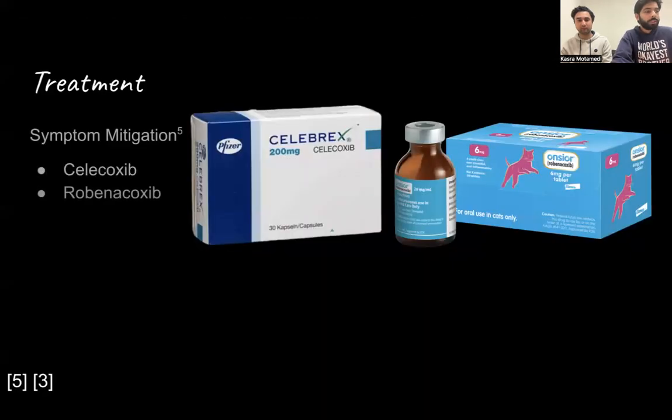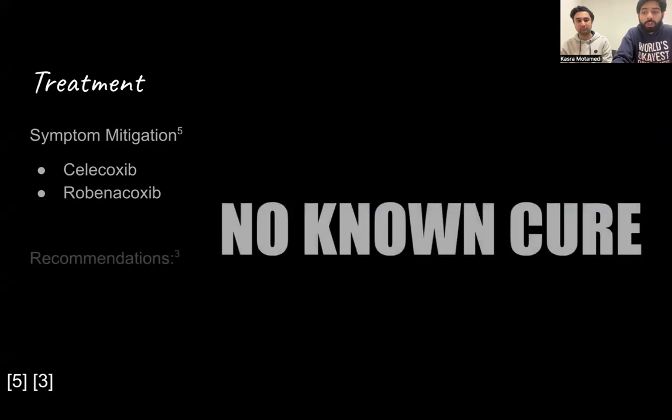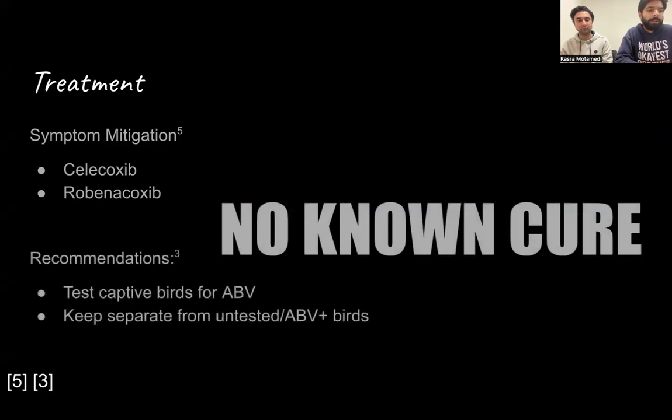Moving on, some treatments. Unfortunately, research has shown that nonsteroidal anti-inflammatory pain medications such as Robenacoxib under the brand name Onsior and Celecoxib under the brand name Celebrex are very helpful in mitigating symptoms. However, unfortunately, there is no actual cure for the virus itself.